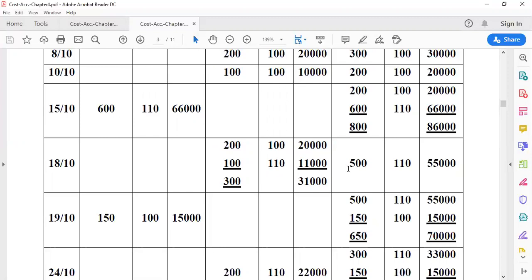So here for the balance, we have 800 units, and 500 units will be with which price? With the new price, which is 110. Why with the new price? Because we have finished the 200 units with the old price. They have finished, so I need to take 100 from the 600 to get 500 with which price? With its price, which is 110.